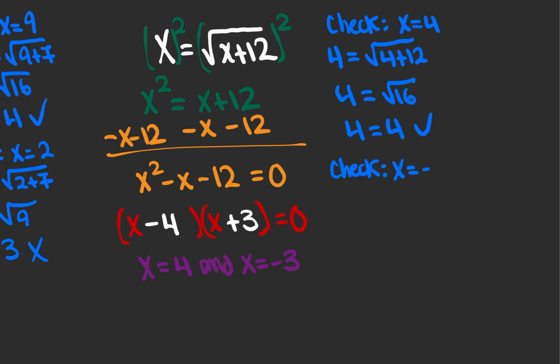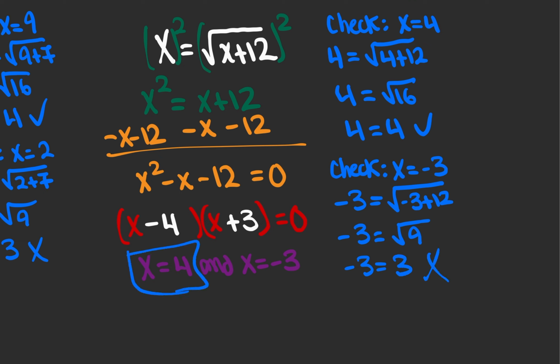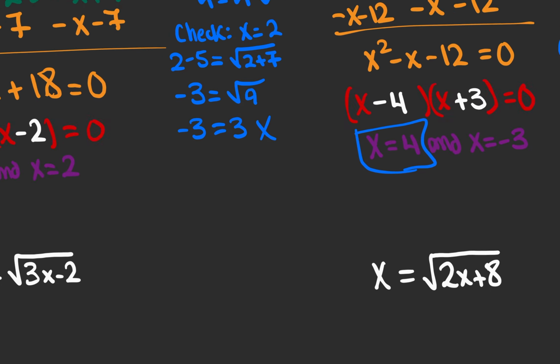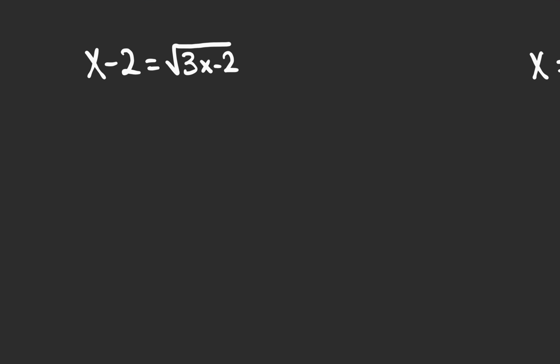We have x equals negative 3. We have negative 3 equals the square root of negative 3 plus 12, which will leave us with negative 3 equals the square root of 9. Negative 3 is equal to, well, the square root of 9 is 3. So this one does not check out, so the only solution will be x equals 4. Let's go ahead and do another one. So for this one, we have x minus 2 equals the square root of 3x minus 2. So for this one, my first step is to square both sides.